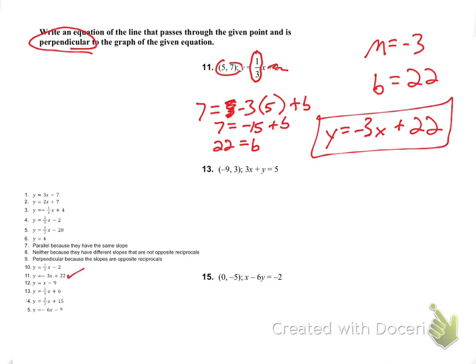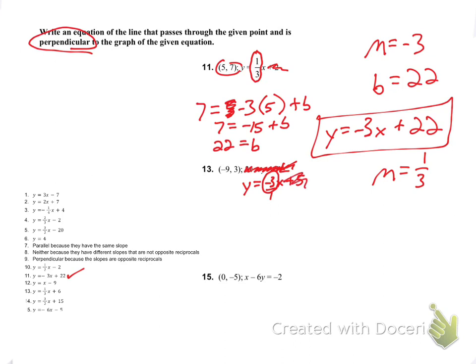Do the same thing for 13, except this is not in y equals mx plus b form. So I need to subtract 3x from both sides. So y is going to be equal to -3x plus 5. So I can cancel this out right here because I rewrote it. I know the slope of this right here is -3. The opposite of that would be +3. And the reciprocal of that would be 1/3. So my m is going to be 1/3.